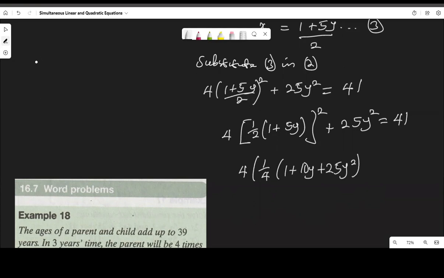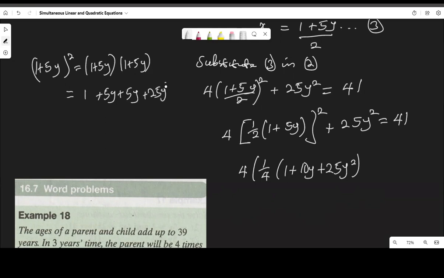Look at what I did. 1 plus 5y squared means 1 plus 5y times 1 plus 5y. We know 1 times 1 is 1. 1 times 5y is 5y. Then 5y times 1 is 5y. 5y times 5y is 25y squared. So that becomes 1, 5y plus 5y is 10y, plus 25y squared.